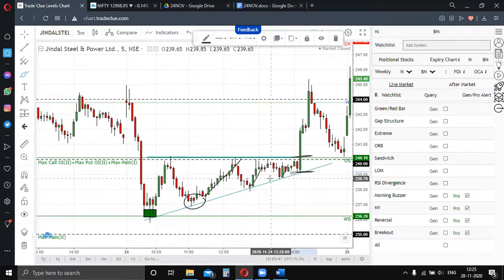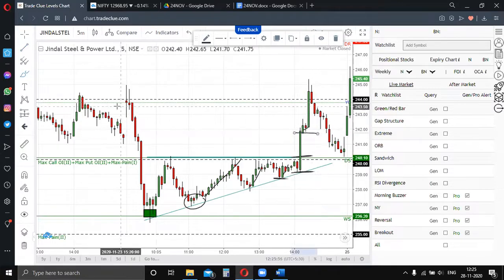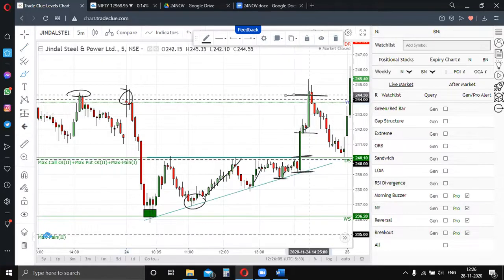The initial SL I gave was this one. You can trail your SL. If you are getting some decent profit and it is again moving up, you can trail your SL. This was the earlier supply zone, that's why I said to book somewhere around the 244.50 zone. This is how you need to trade your stocks. Now, this was one stock that came on the alert, but at the same time, you can find similar patterns on your charts as well.